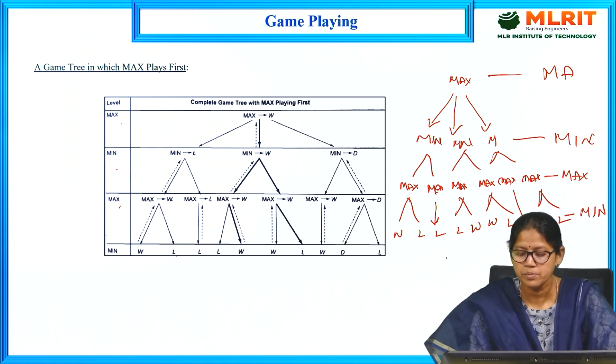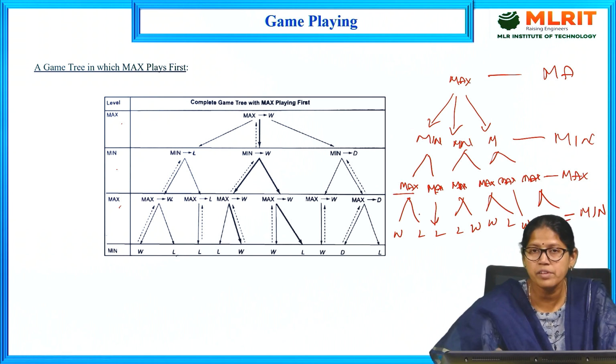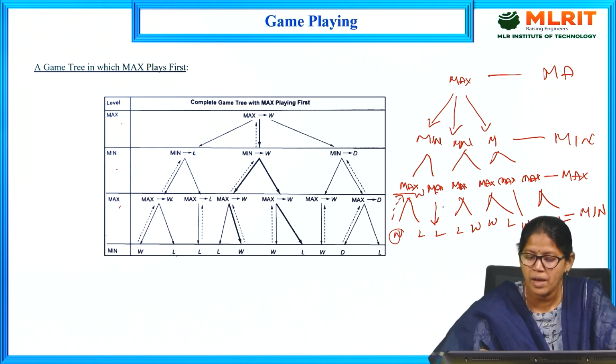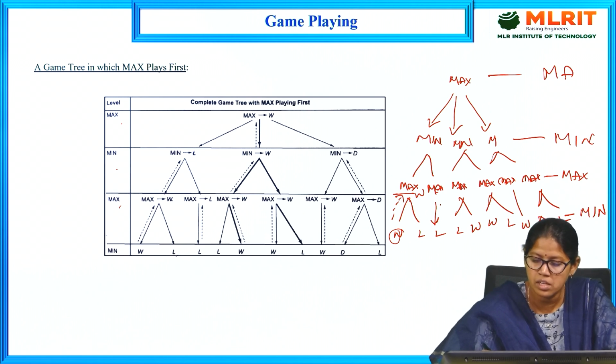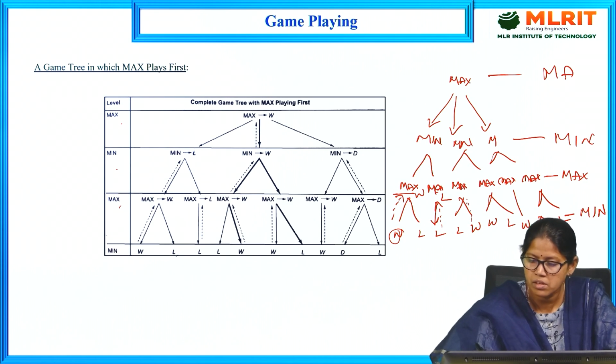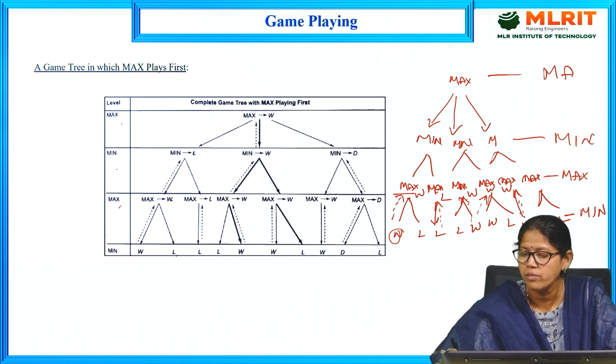Okay, so here max first. There are two successors. If any one of the successors is win, automatically it is win. At a max level, if all the successors are loss, then it is loss. Next, if any one of the successors is win, then it is win. Max level, any one successor is win, win. Max, any one successor is win, then it is win. If any one successor is draw and none of the successors is win, then it is draw. Next again.